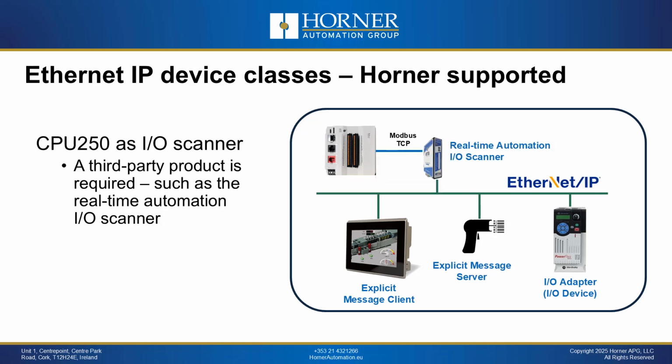Now let's take a look at all the different classes of Ethernet IP devices and how they are supported by Horner. Let's start with I/O scanners, the device that controls the network. Now if you are looking to the CPU250 to control an Ethernet IP network, that is possible, but only if you add a third-party product from a company like Real Time Automation and interface with that device while that device is controlling the network.